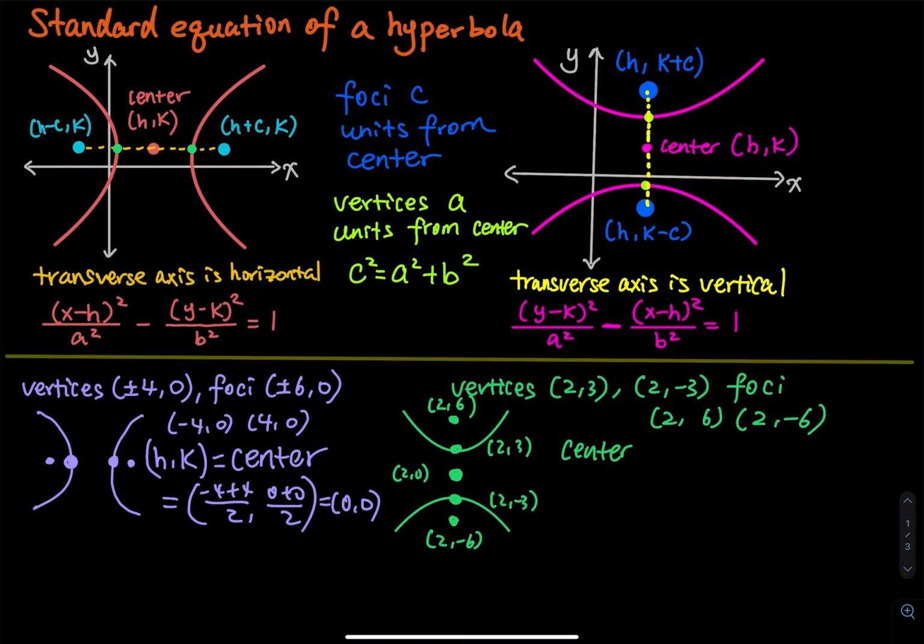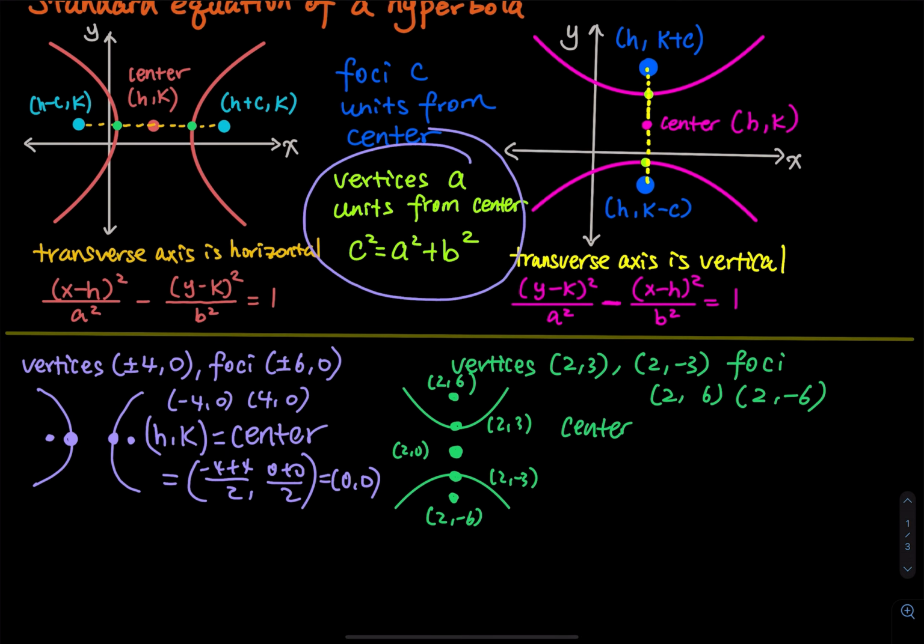And then what is a? Read this. a is the vertices. So how many units away from the center? The answer is the vertices are what, from 0, 0?